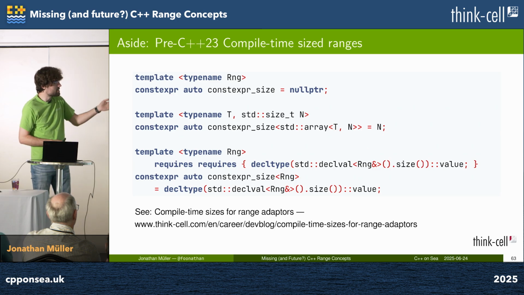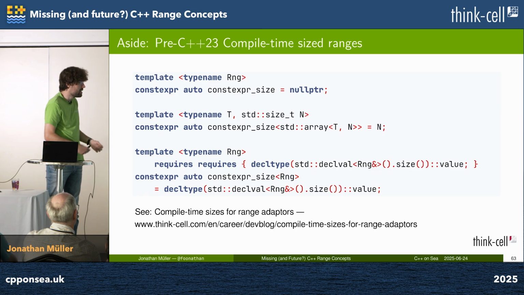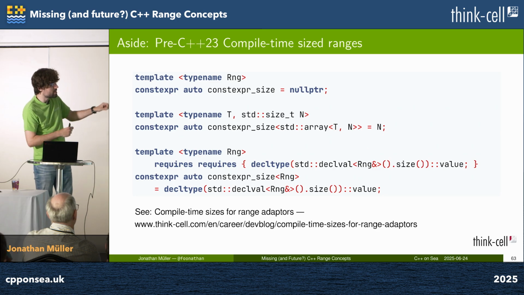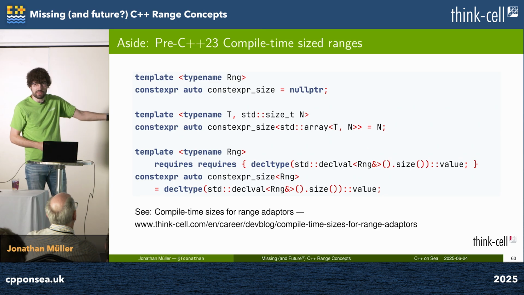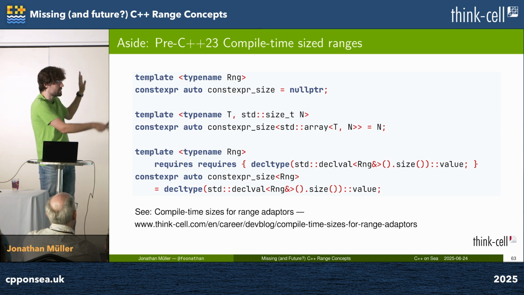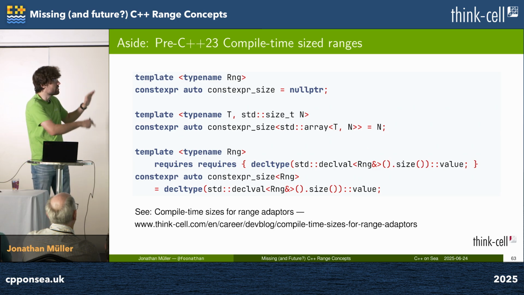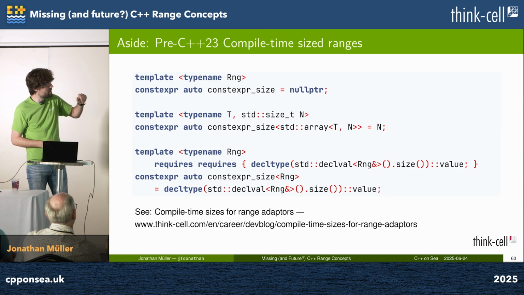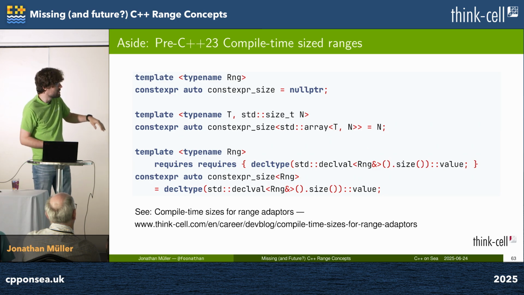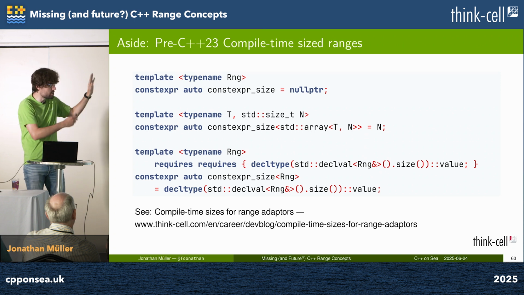We say the const-size of a std array type is N. The const-size of any range that gives you an integral constant as the return type for size is the value of that integral constant, and then some machinery to propagate that through, right? So it is possible before. Actually, this is a C++23 feature, I think, even the declval stuff, not even 26. But MSVC didn't support that yet, so I had to do some stuff. It's not too interesting. It's just possible. I've written a blog post if you can.